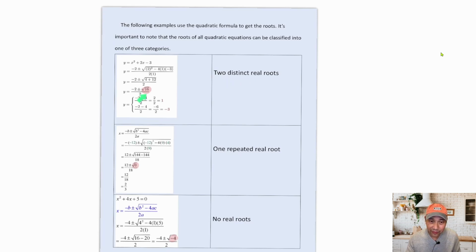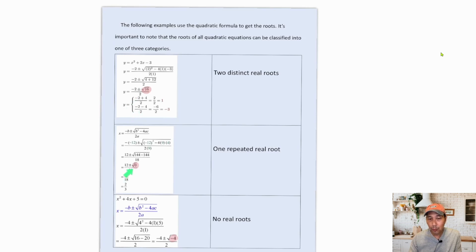Okay, now the first one, root of a positive number. Then in the next step, you can separate into two different roots. One, negative 2 plus 4 over 2. The second one is negative 2 minus 4 over 2. So there are two different roots.